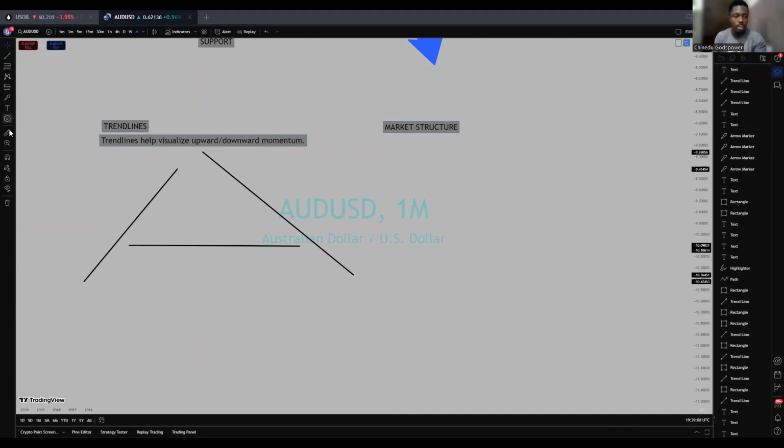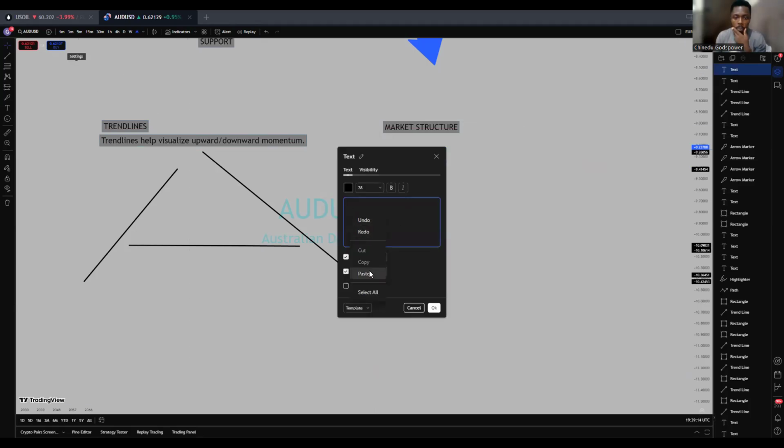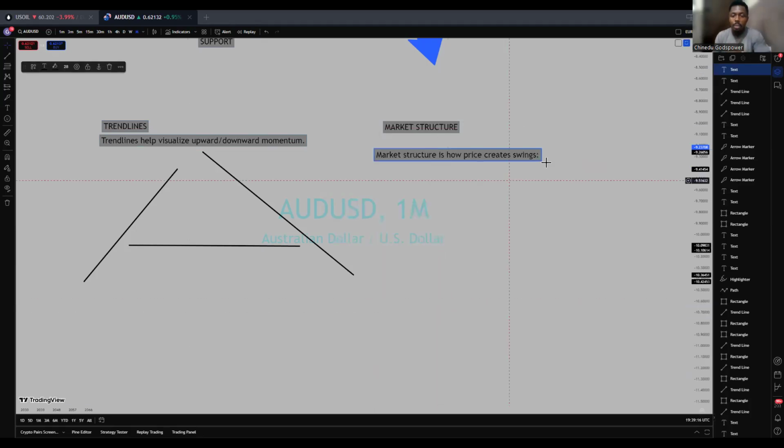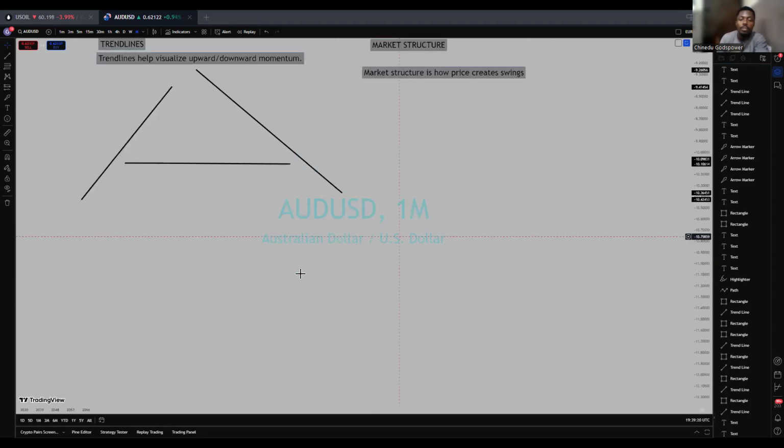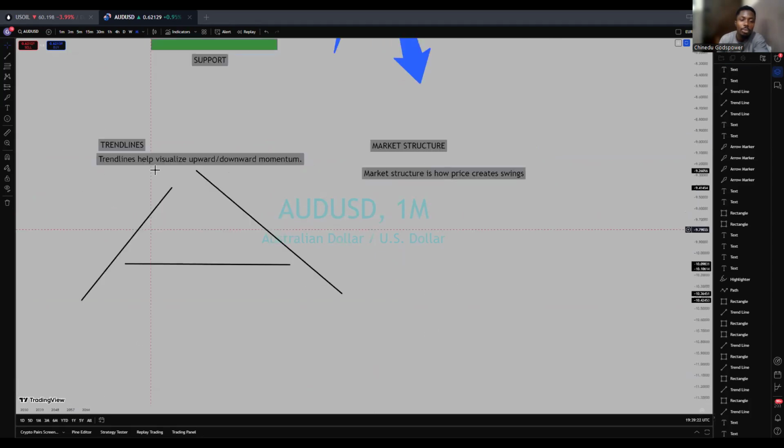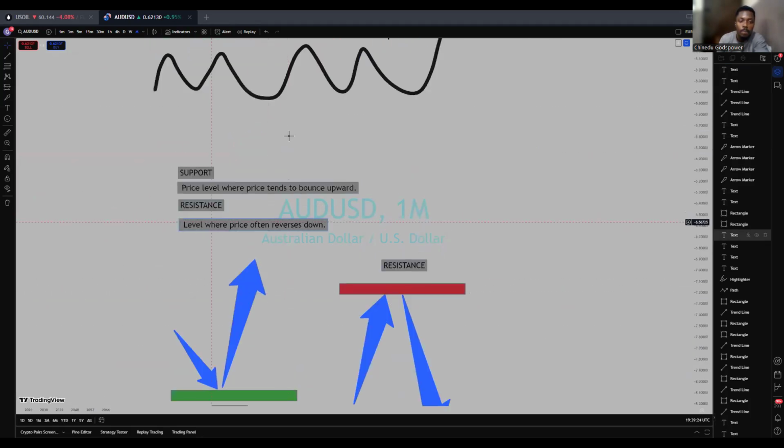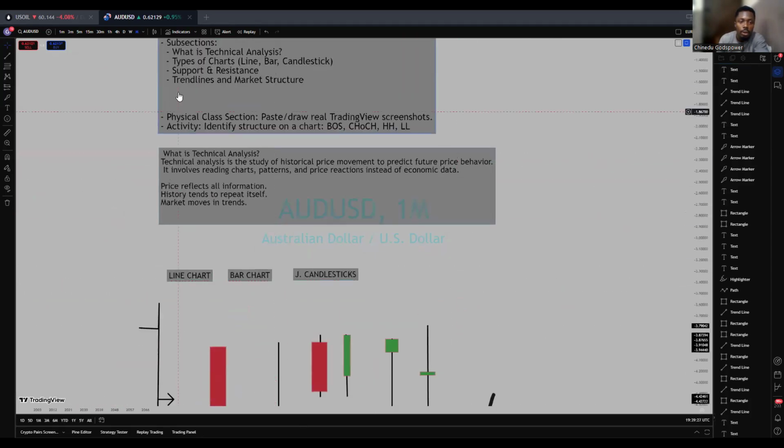Market structure. So this is how price creates swings. Now price moves in different ways. Price moves in higher, you must have seen what I wrote up here.